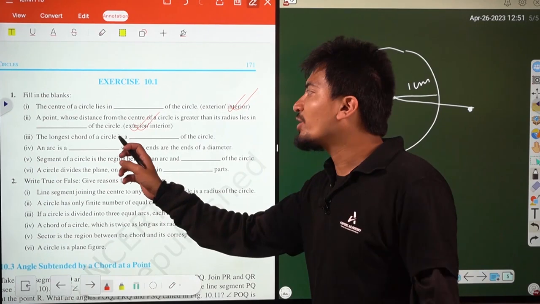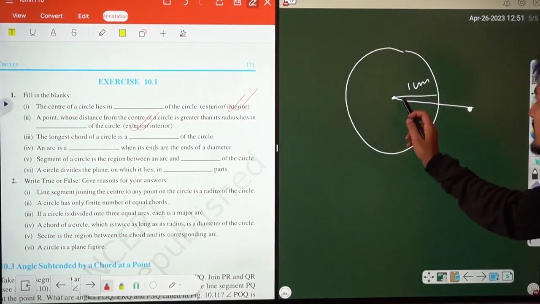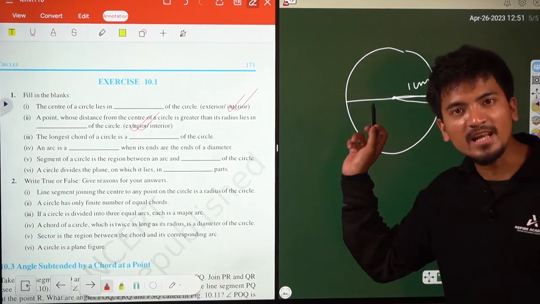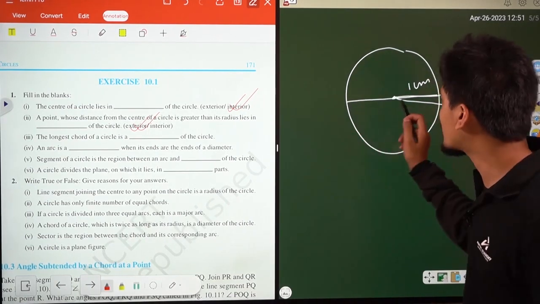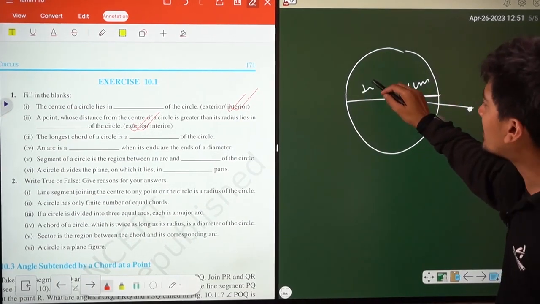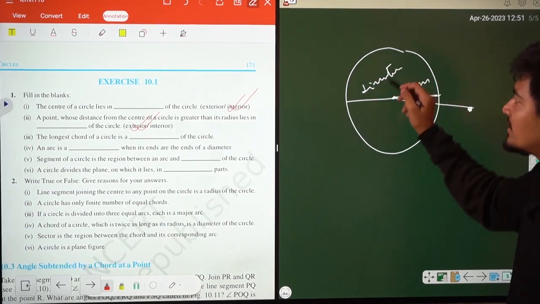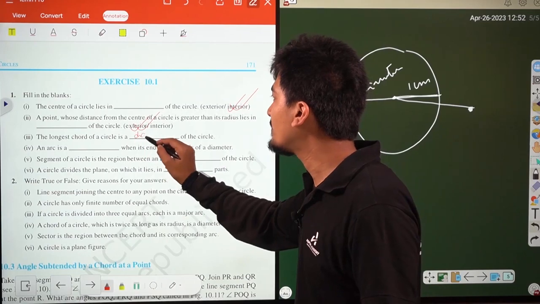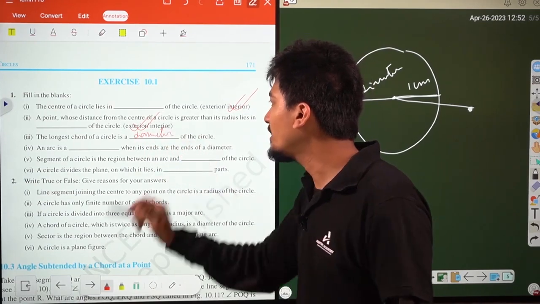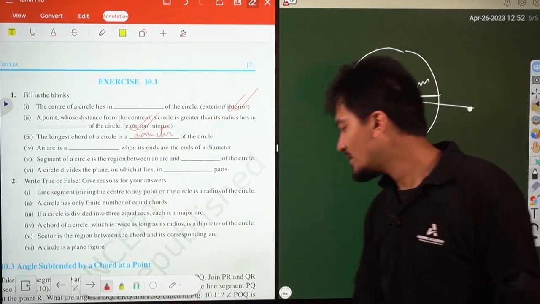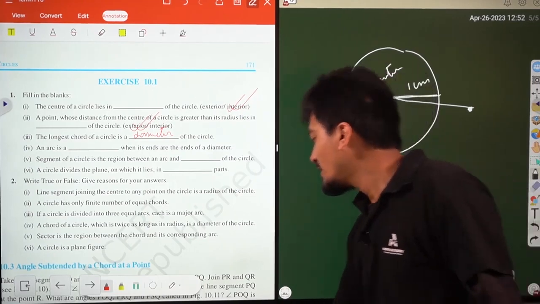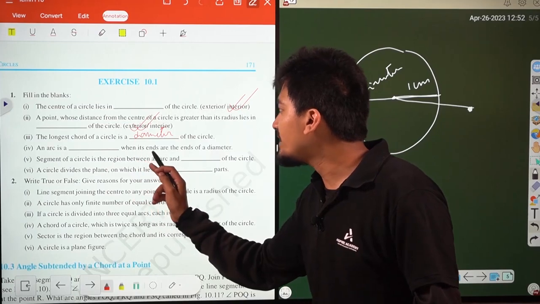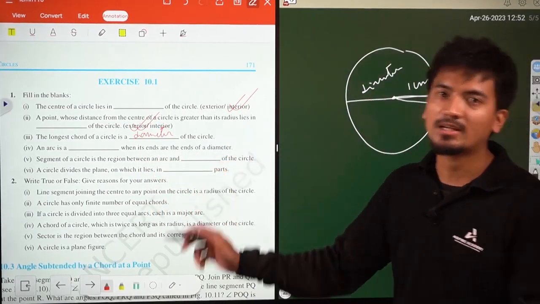Next, the longest chord of a circle. As I mentioned, the longest chord always passes through the center of a circle. So the longest chord is the diameter of the circle, right? So you write here diameter. Okay, it is the diameter of the circle.